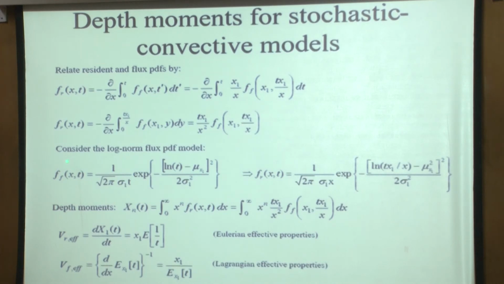So if I now consider the log normal flux PDF model, log normal flux PDF means we essentially measured our flux concentration at the outlet of the column, fitted the log normal distribution to it.